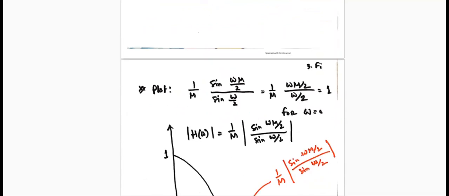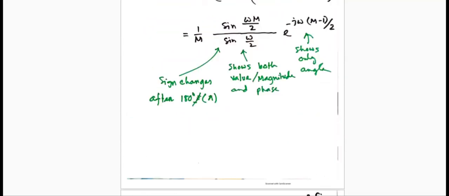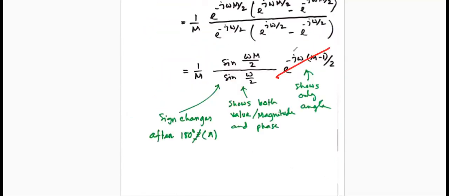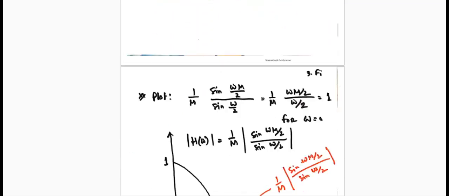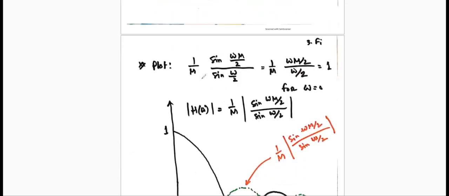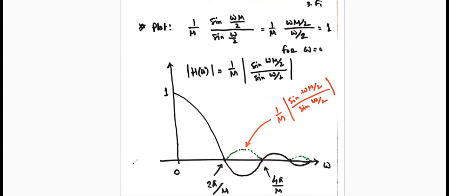If we concentrate on the magnitude part, we do not need to consider this, because there is no magnitude. So we are considering only this part. This is our part for the plotting. And as you already know, for omega equals 0, this is our magnitude plot. The x-axis shows omega, and the y-axis shows the magnitude.